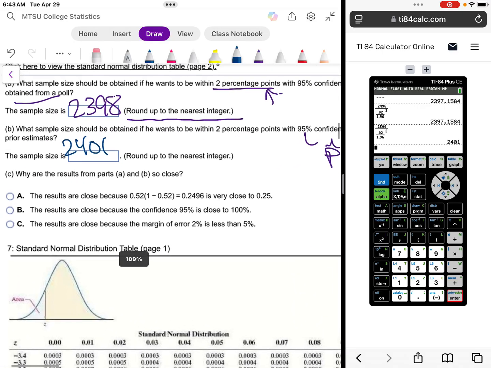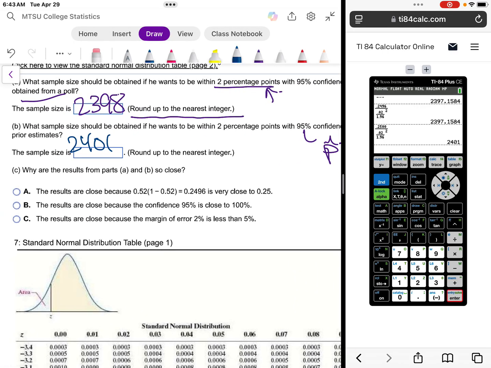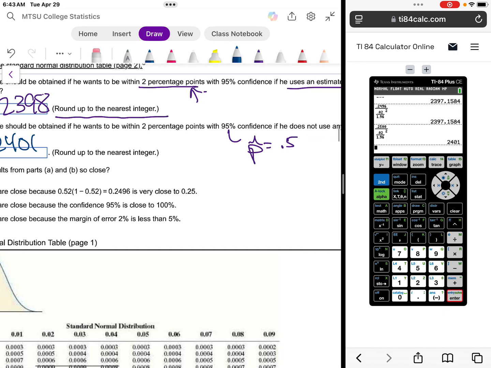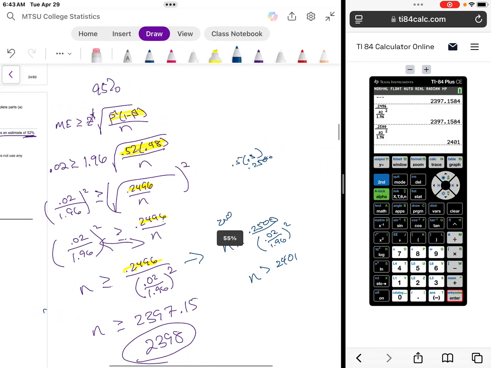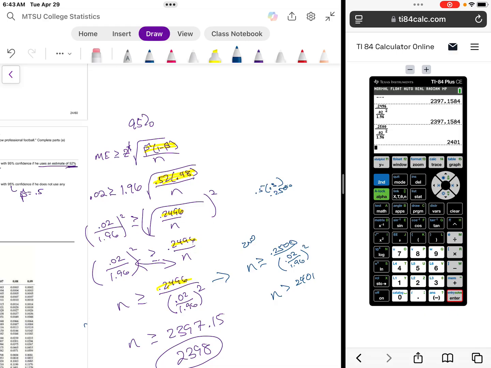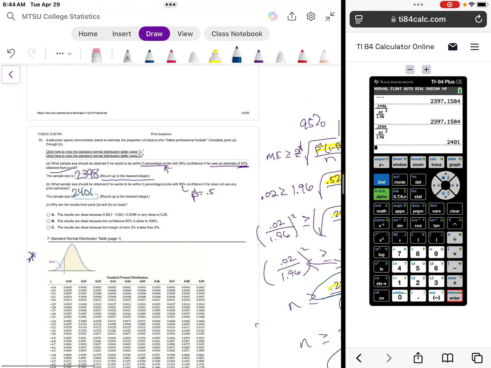And then they asked me, why are the results from A and B so close? Well, the reason why they're so close is when we think about it, 52% and 50% are really close together in general. And so even if we look at the numerator before we got into the division, these two things are only off by 0.0004, or 4/10,000ths. So that's why we're getting pretty close to the same answer here.